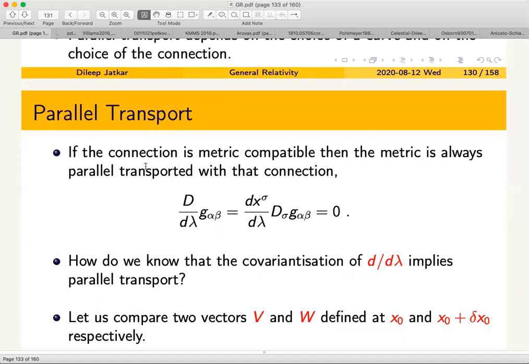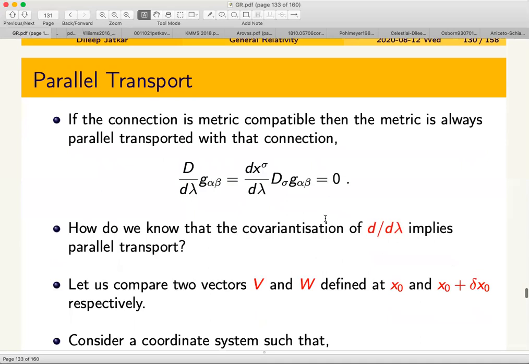So if the connection is metric compatible, then the parallel transport of the metric itself would vanish, simply because the covariant derivative along the curve would correspond to the covariant derivative of the metric, and we know that the metric is supposed to be covariantly constant with respect to the Riemann-Christoffel connection. Therefore the parallel transport of the metric along a curve would just vanish.